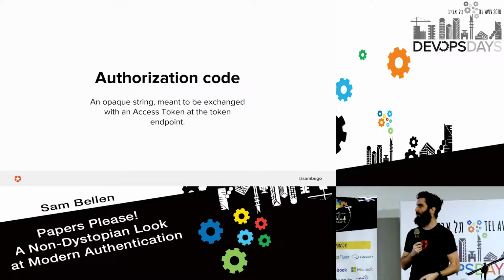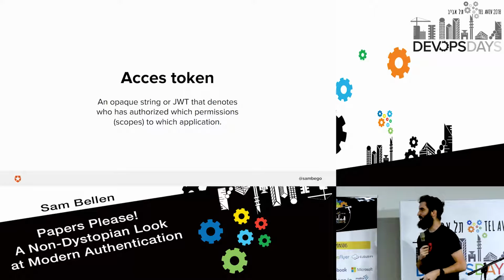So what's an authorization code? An opaque string meant to be exchanged for an access token at a token endpoint. So you're going to hit your authorization endpoint, you prove your identity, and you get back an authorization code. Then you're going to exchange that code for a token at the token endpoint.